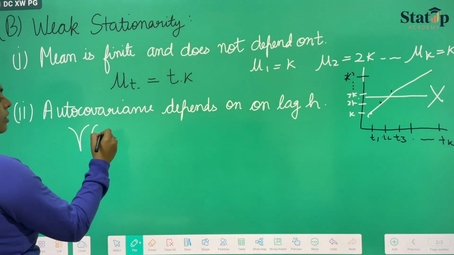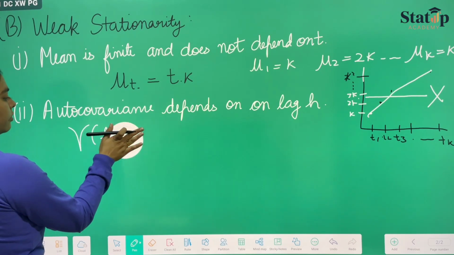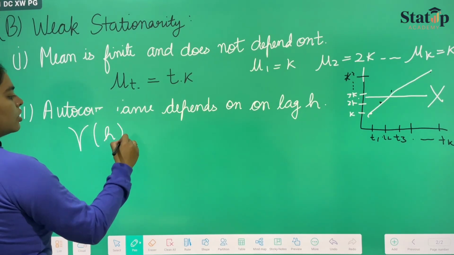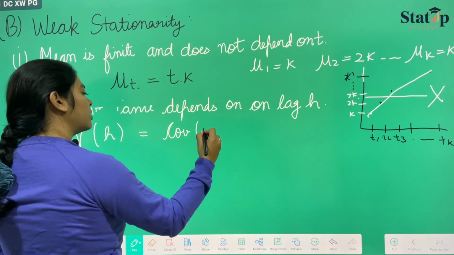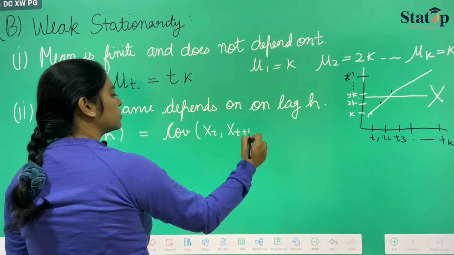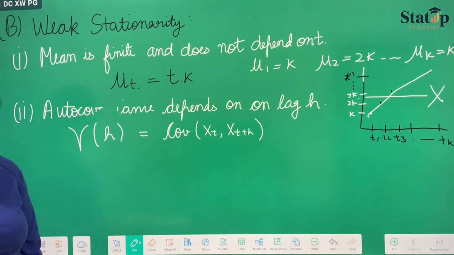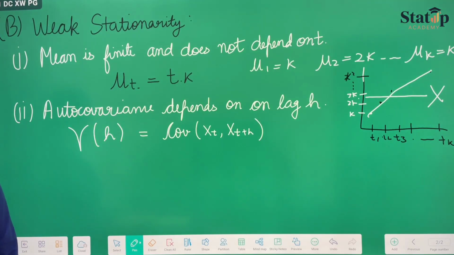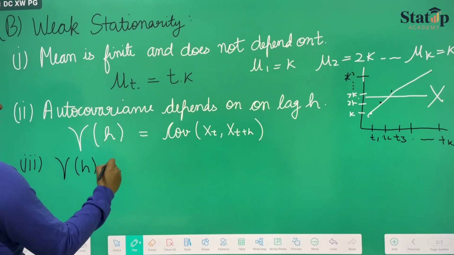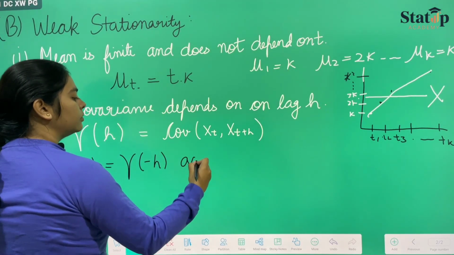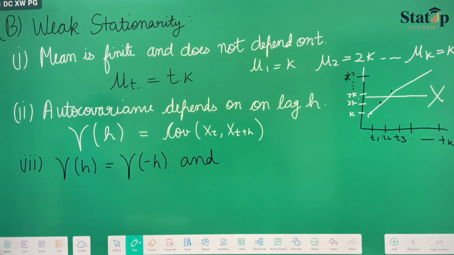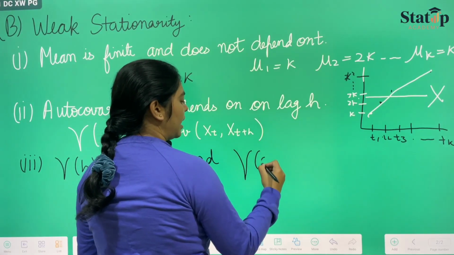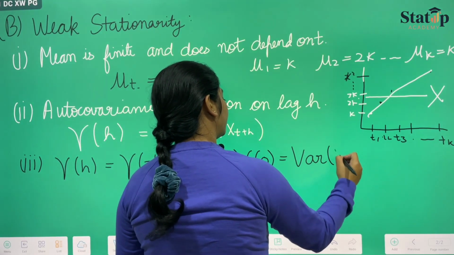Autocovariance is represented by gamma h. It means the covariance between xt and xt plus h. Autocovariance only depends on lag h and not on t. Now the third important point is that autocovariance is symmetric, and at lag 0 it becomes the variance of xt.